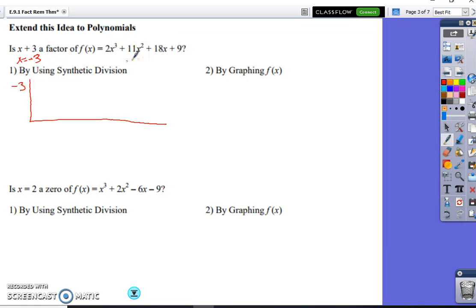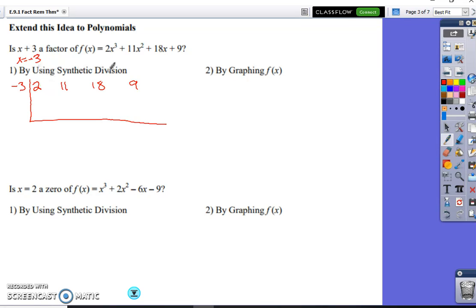And then you're going to put your coefficients in order. We have a cubic, so we should have 4 numbers. We have a 2, the x squared coefficient is 11, the x to the first coefficient is 18, and the x to the 0 coefficient is 9. Those are all in order. There are no zeros to fill in the gaps here.